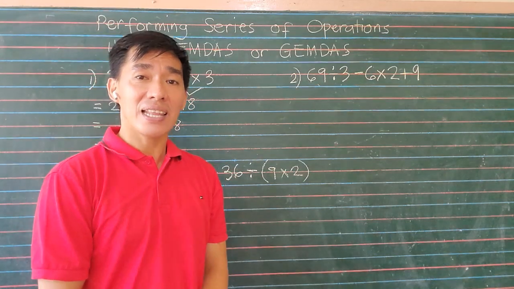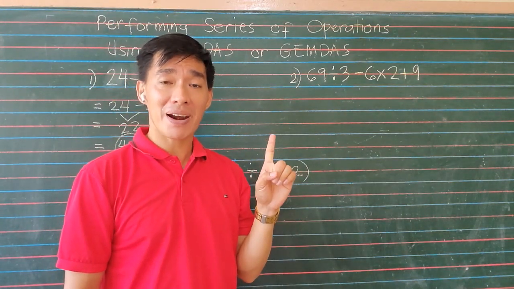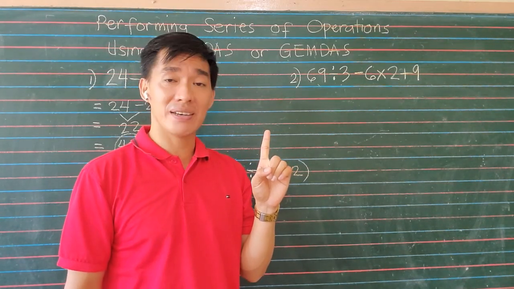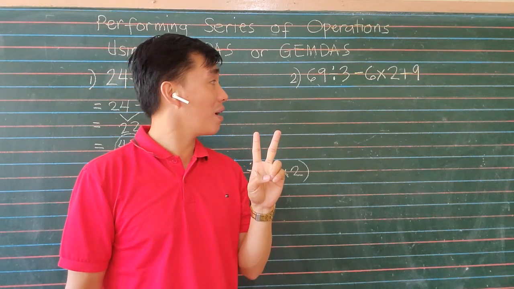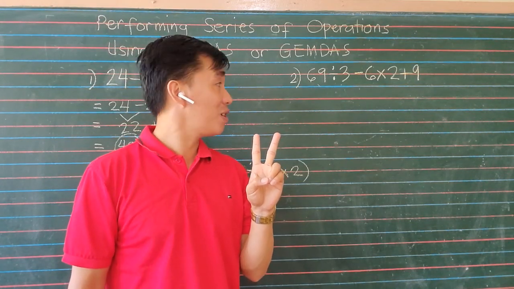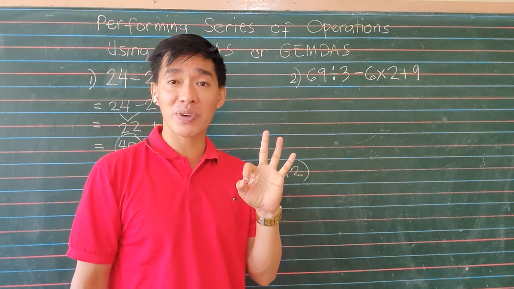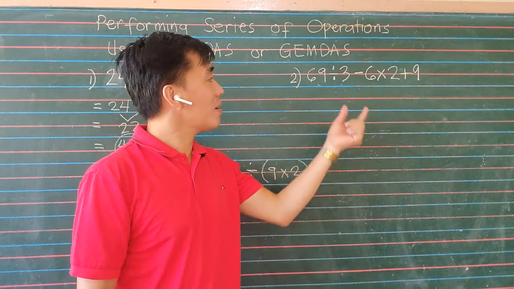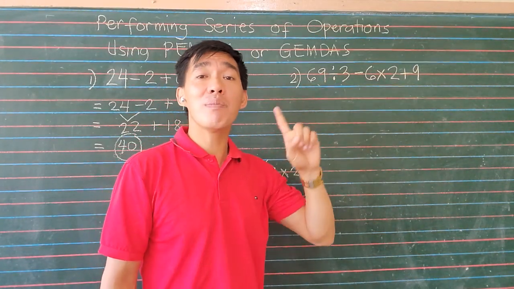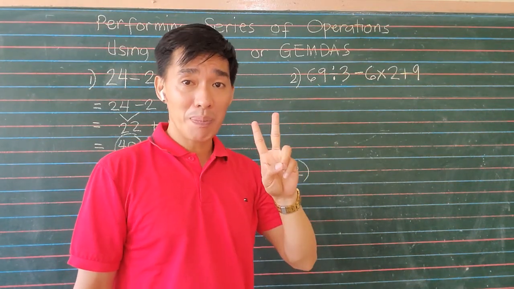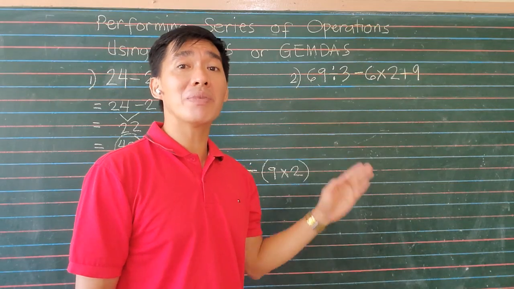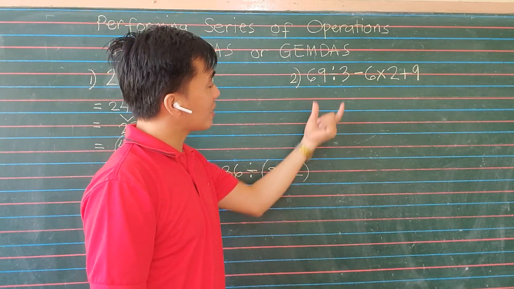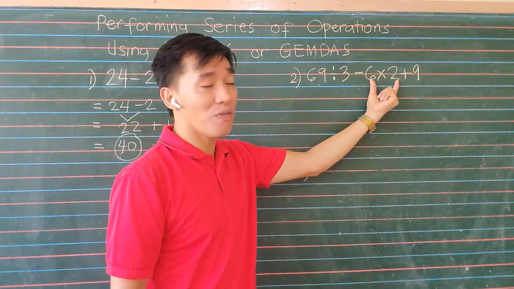In this case, let us first check if we do have parentheses, which is our first step, or any grouping symbols. There's none. Let's proceed to step number 2. Do we have numbers with exponent? There's none. Let's proceed to step number 3. Check for multiplication or division. We do have here division and multiplication. Remember that between these two operations, whichever comes first from left to right order should be done first. In this case, division is ahead of multiplication.